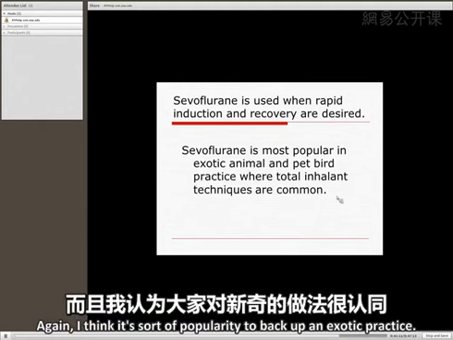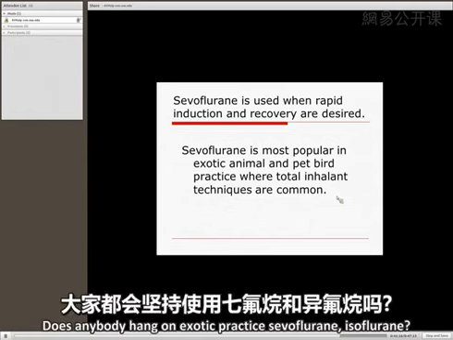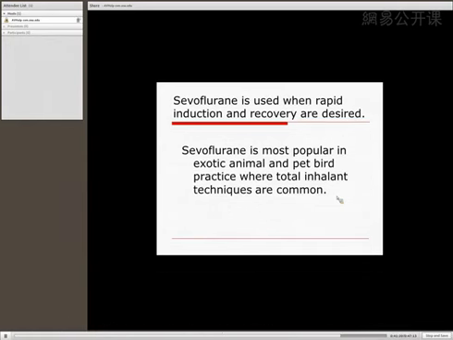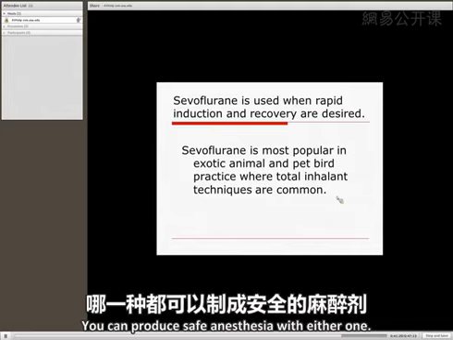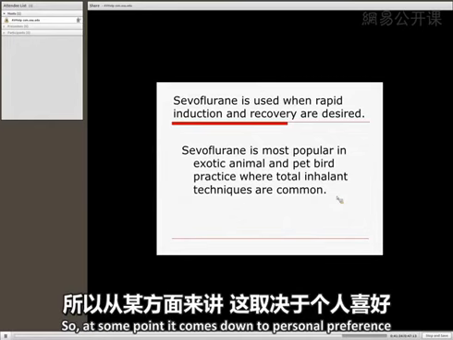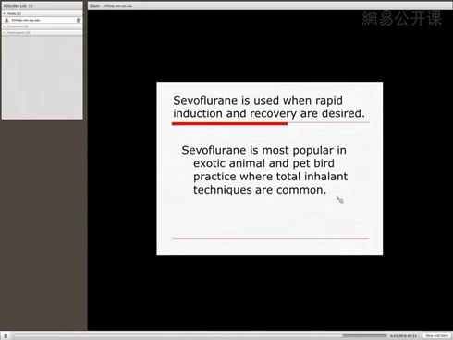Again, I think its popularity has wafted back up in exotic practice. Anybody hang out in exotic practice? Sevoflurane, isoflurane? We use isoflurane. Anybody seen sevo used in exotic practice? You can produce safe anesthesia with either one, so at some point it comes down to personal preference, and when you're spending the money, you can have all the personal preference you want.